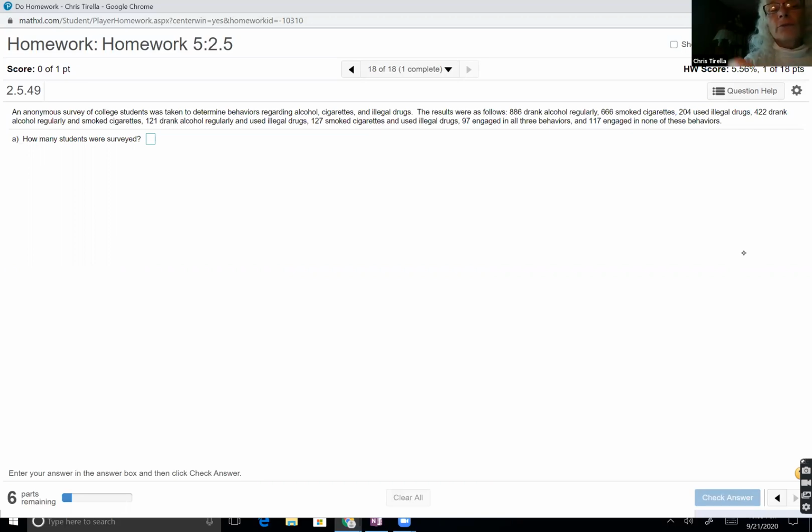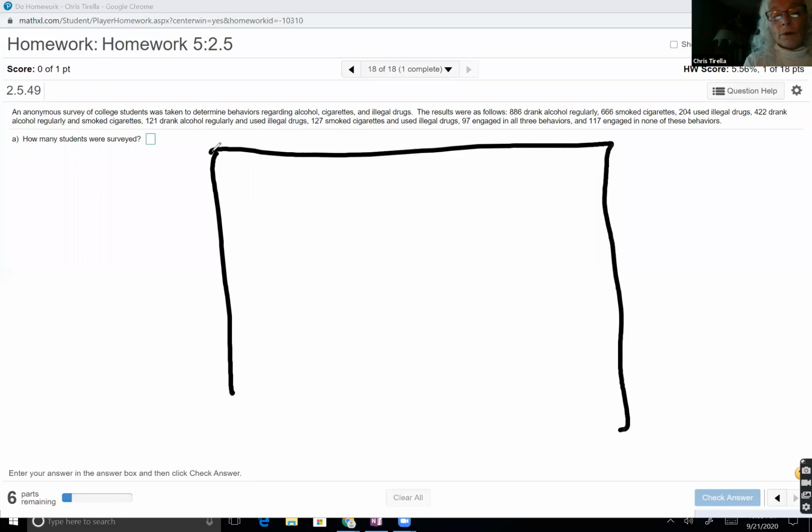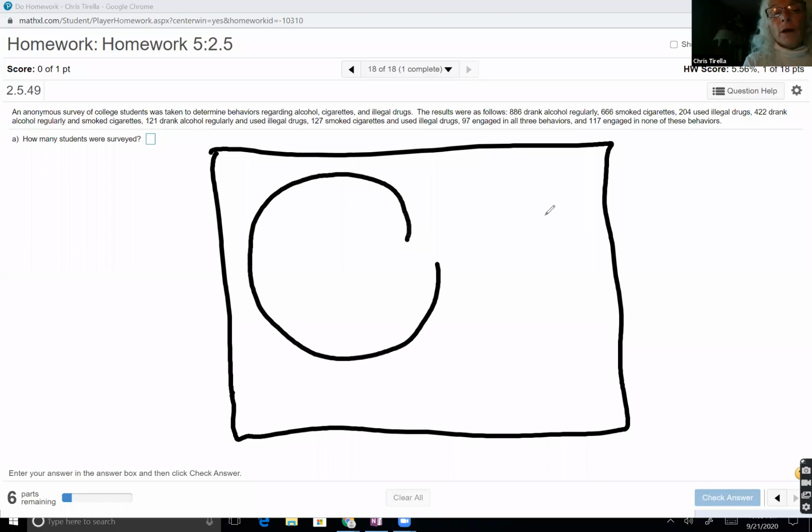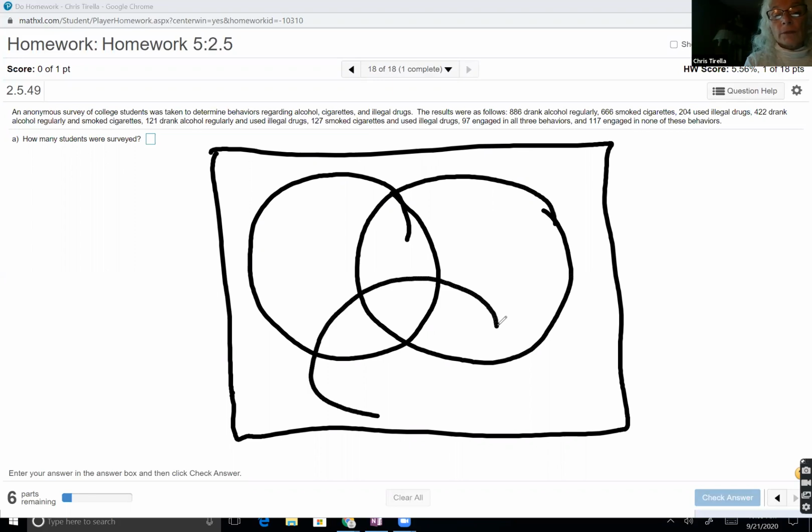So what we need to do for a question like this is draw a Venn diagram. We need 3 loops, 1 for alcohol, 1 for cigarettes, and 1 for drugs. I'm going to be lazy and call them A for alcohol, C for cigarettes, D for drugs. We said usually we start in the very middle. We said for questions from Mr. Blitzer, we usually start at the end of the given information and work backwards.